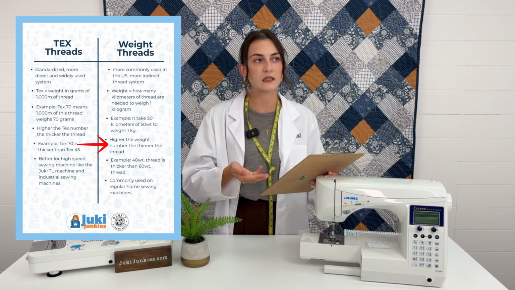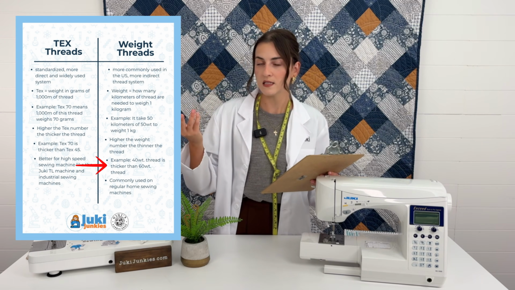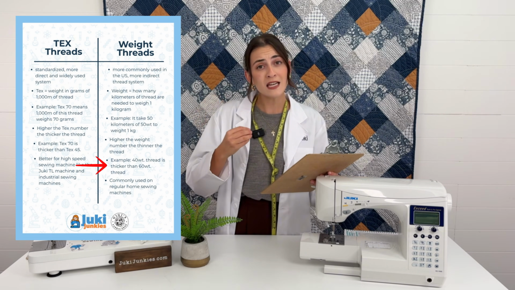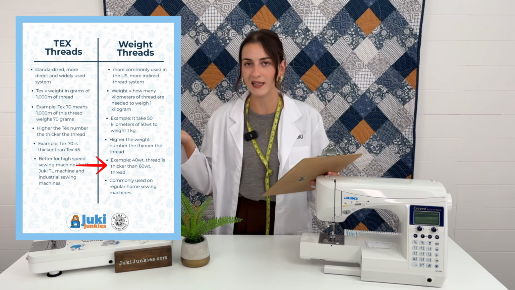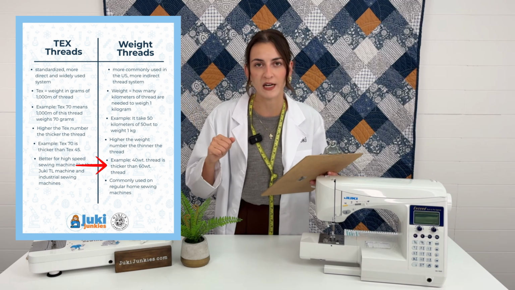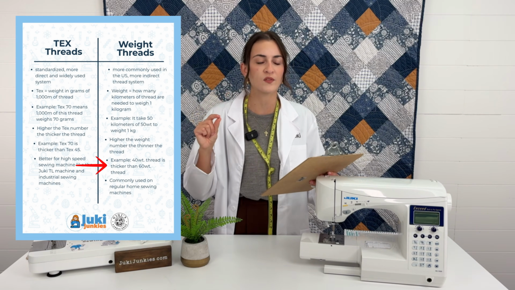So when you look at Glide 40 versus Glide 60, Glide 60 is actually a thinner thread than Glide 40 is. Unlike in the Tex world, it's a lot more self-explanatory. So that's why this system is a little bit more confusing.